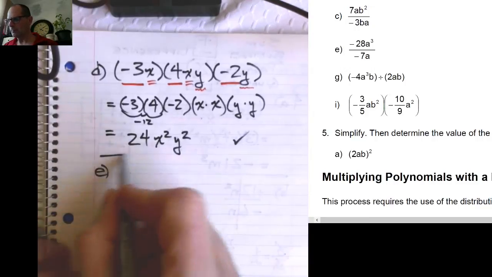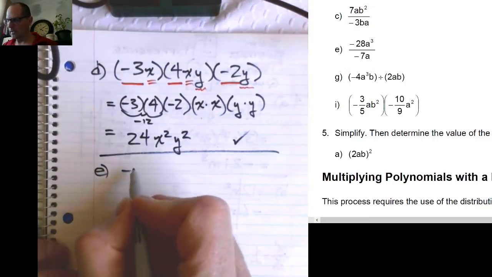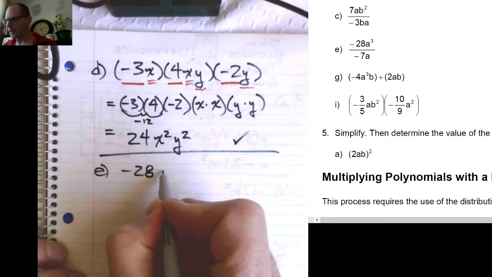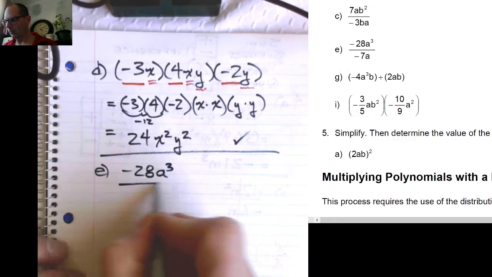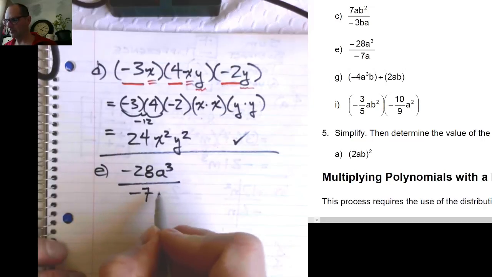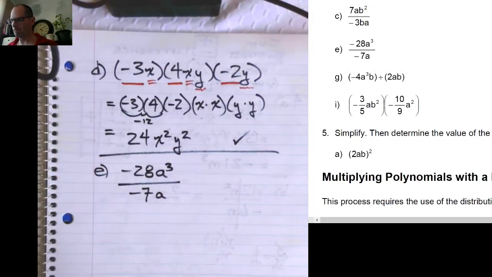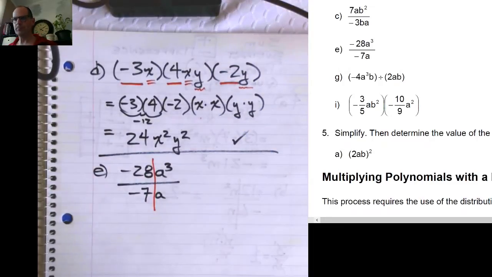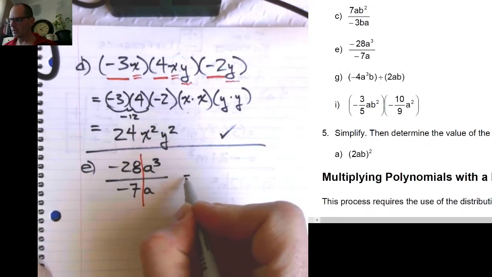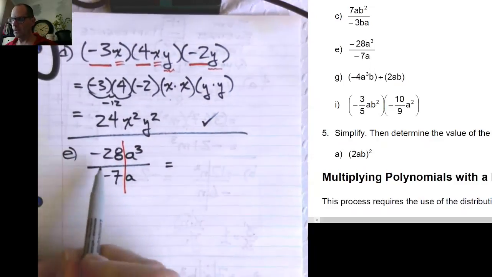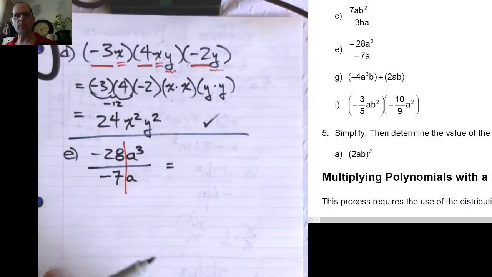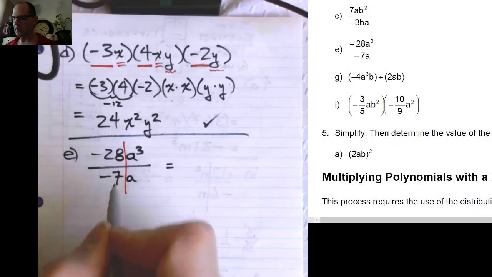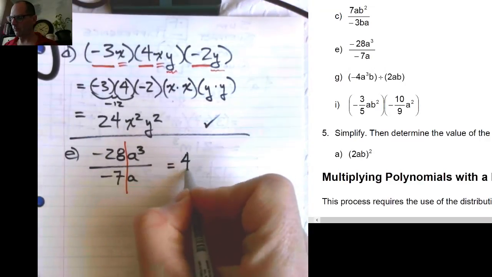On to E now. Negative 28 a cubed over negative 7 a. Let's break this up. Negative divided by negative. This final answer is going to be positive because we're dividing a negative by a negative. That's going to be positive. 7 times 4 is 28, so 28 divided by 7 is just 4.